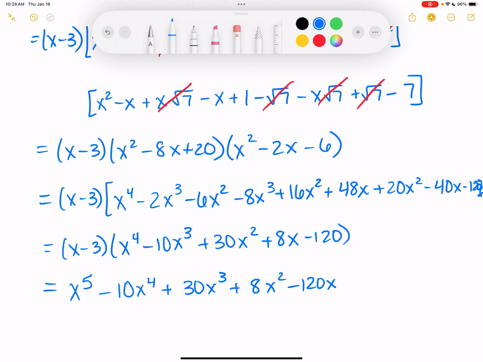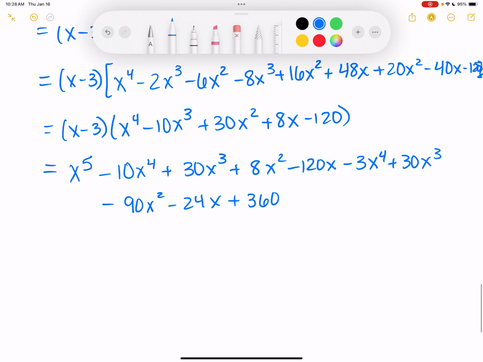Oh gosh, I did not leave enough room. It's okay. Minus 3x to the 4th plus 30x cubed. I'm going to a new line. Minus 90x squared minus 24x plus 360. Then x to the 5th.